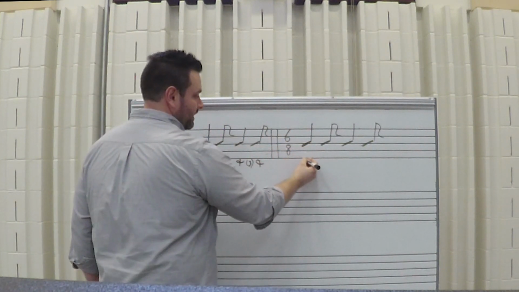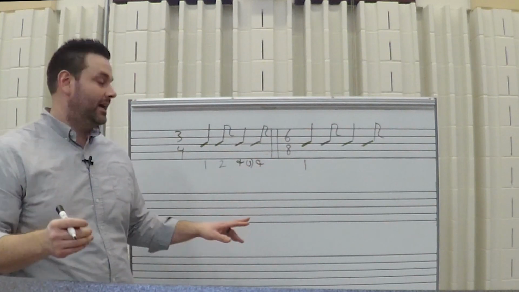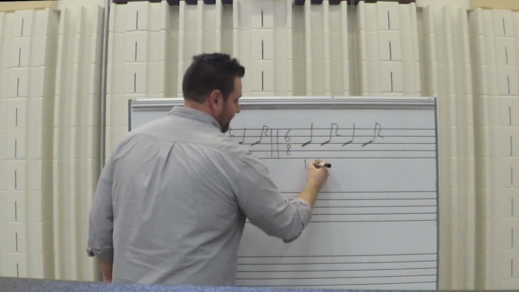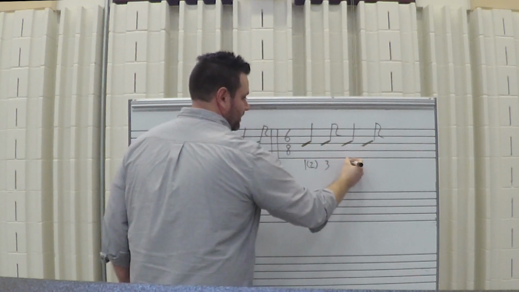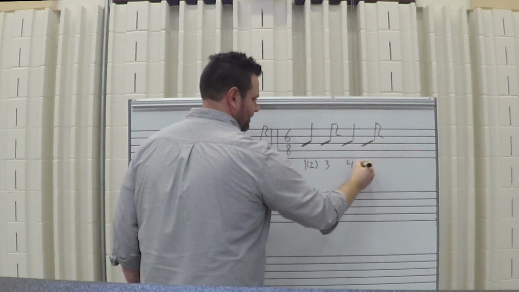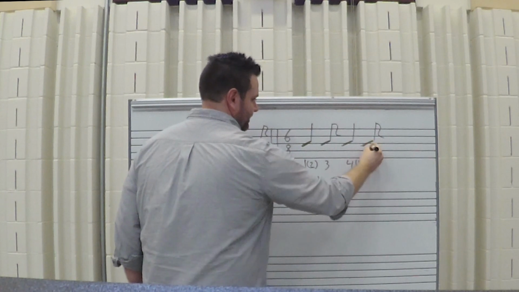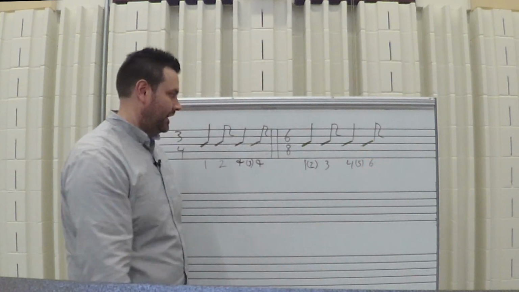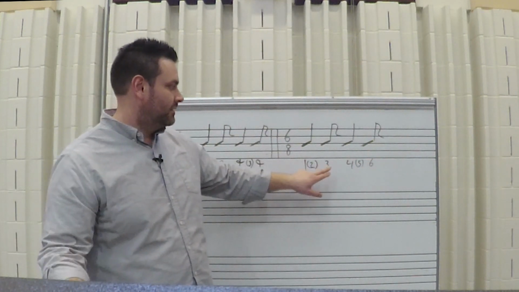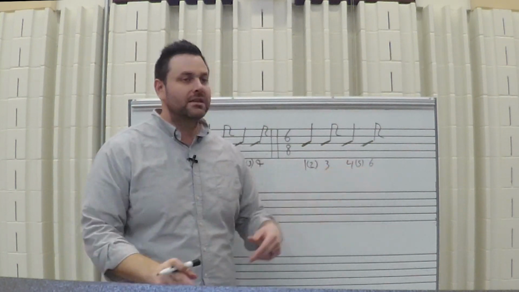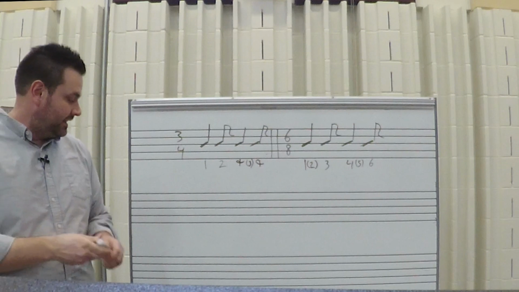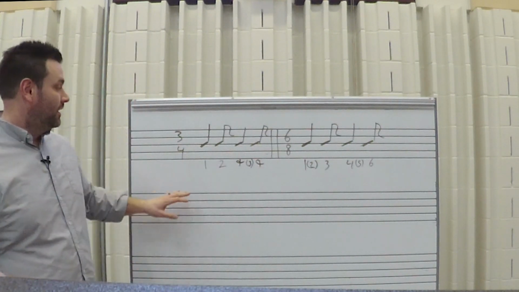Okay? In 6/8, the same rhythm. This would be beat 1, right? Remember, we're counting by the eighth note now. So this would be beat 1 and also 2. This would be beat 3. This would be beat 4. We would hold through 5, and this would be beat 6, right? So we end up with 1, 3, 4, 6, 1, 3, 4, 6. And you can see it's a completely different feeling rhythm, even though it's exactly the same, right?